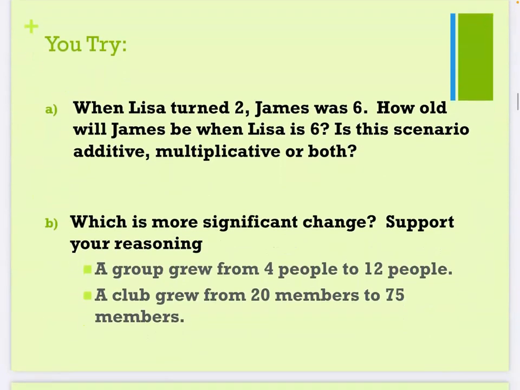Let's look at a couple more problems. When Lisa turned 2, James was 6. How old will James be when Lisa is 6? Is this scenario additive, multiplicative, or both? Here's another one, which was a more significant change, and support your reasoning. A group grew from 4 people to 12 people, or a club grew from 20 members to 75 members.